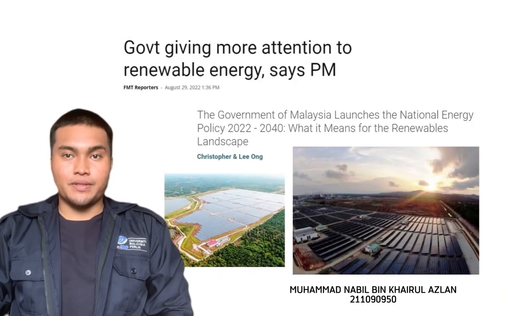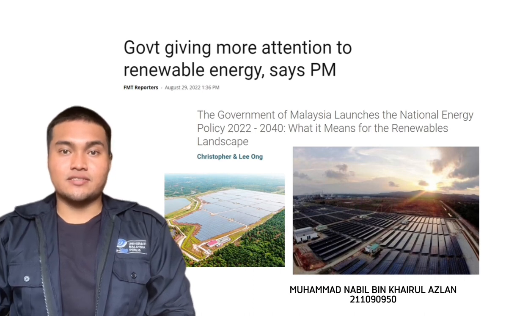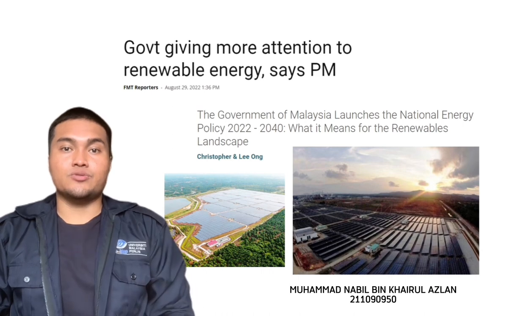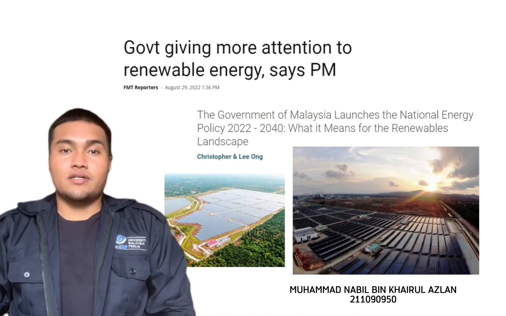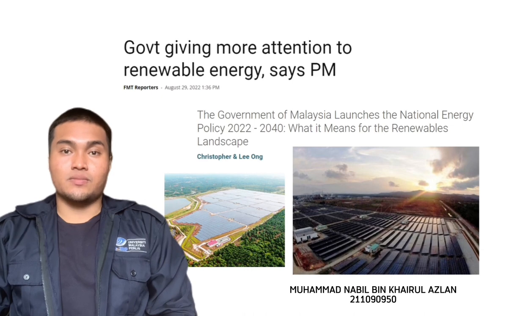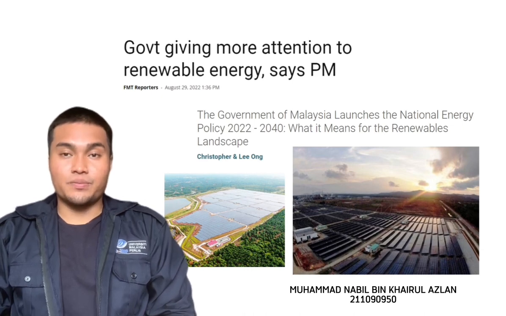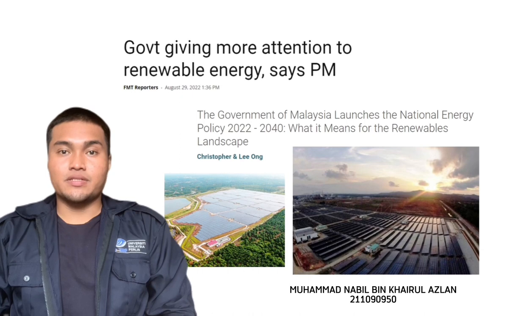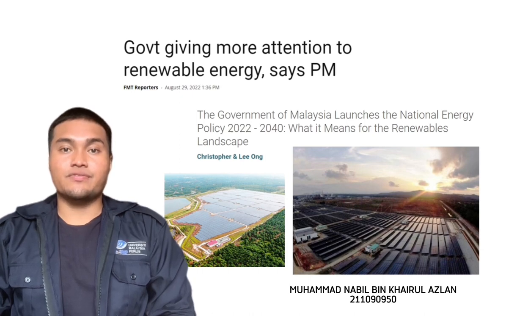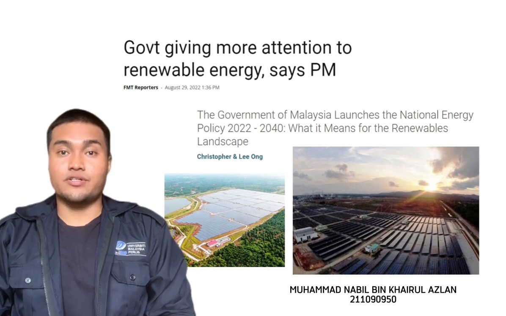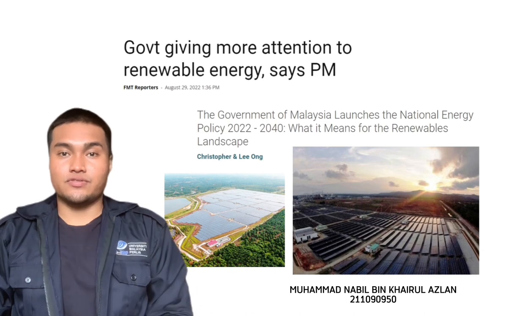Putrajaya will be implementing a program aimed at improving the nation's electricity supply system as part of efforts to transition to renewable energy, says Prime Minister Ismail Sabri Yaakob, the former Prime Minister. The government has approved an allocation for the distribution of 1,200 megawatts of renewable energy for solar power. This will include the installation of solar panels on the roofs of government buildings.